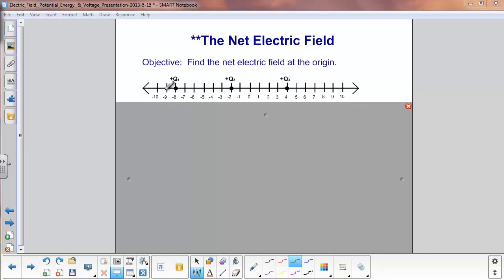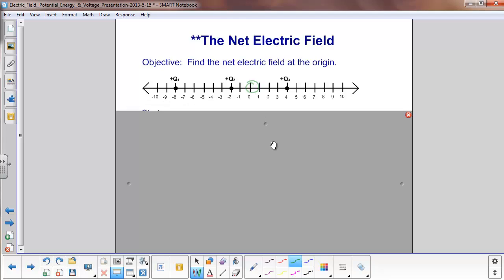Here we have three charges, Q1 at a point x equals -8. You can see the number line here, right? Here is the origin at point 0. And I have this Q1 here at -8, Q2 at -2, and Q3 at +4. And we want to find the electric field at the origin, and origin means where x equals 0.